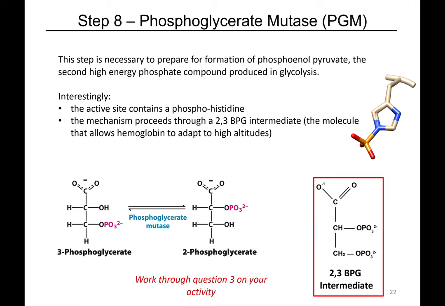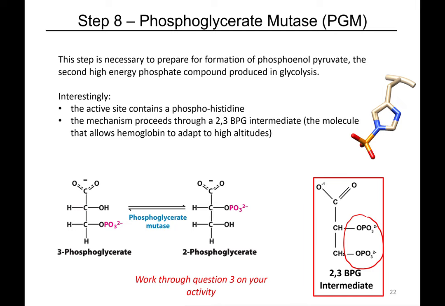But it proceeds through an interesting mechanism. It proceeds in a way where we end up with this intermediate that has two phosphates, on carbon 2 and carbon 3. So if you go back to hemoglobin, way back to when we talked with Dr. Hurlbert, you talked about hemoglobin and how there's this high altitude adaptation. Do y'all remember this molecule 2,3-BPG? This is the molecule that binds to hemoglobin and allows it to bind oxygen more tightly. This is the molecule that does it. It gets produced as a byproduct of glycolysis.